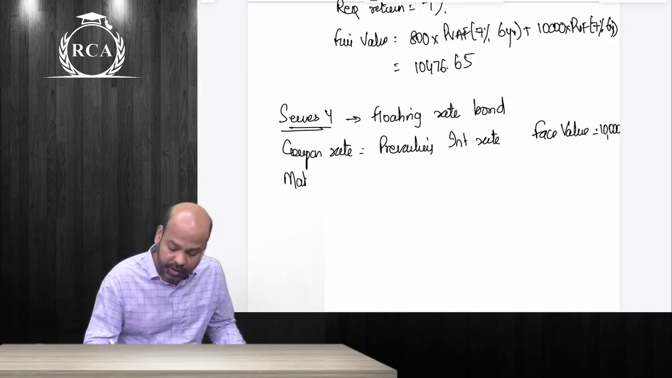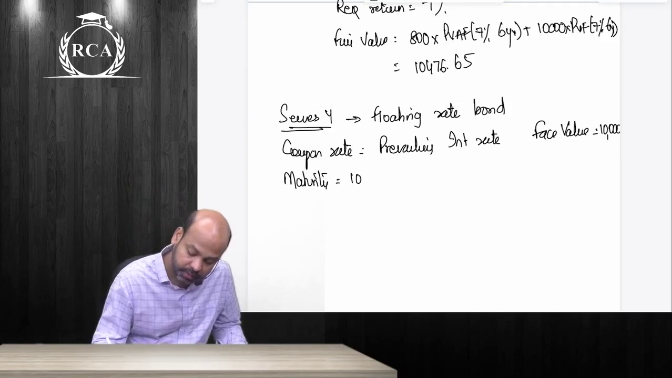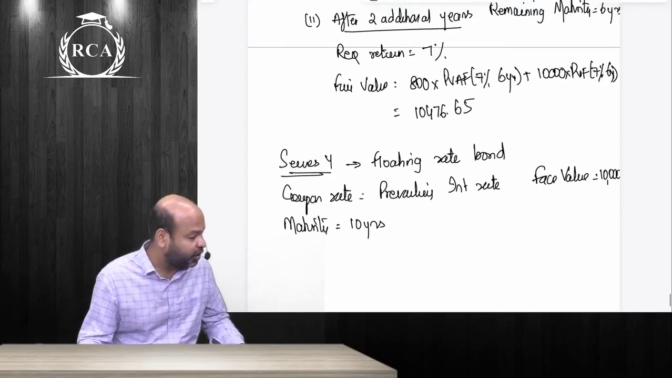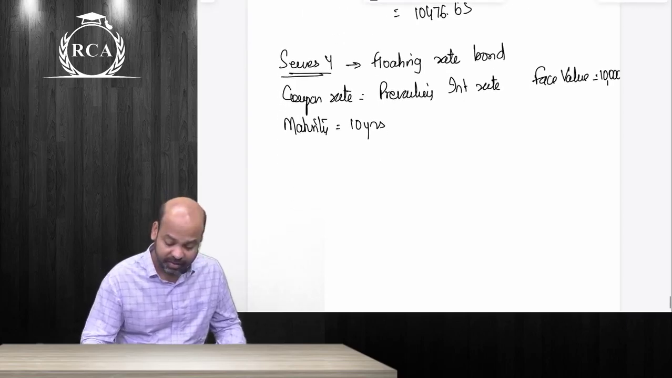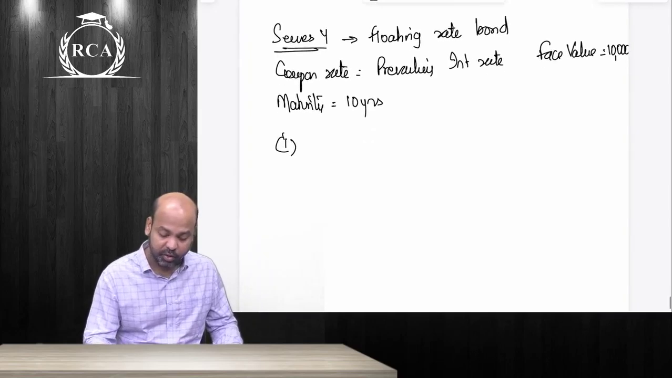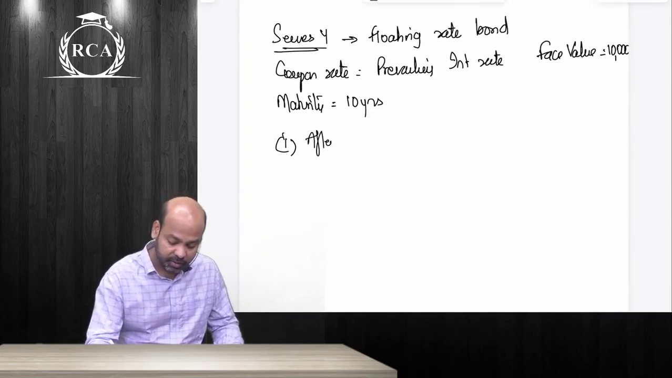What is the maturity? 10 years. You still have to show the calculation. You cannot directly write we know it is 10,000. In the exam they say we know that, but we will not give you marks.